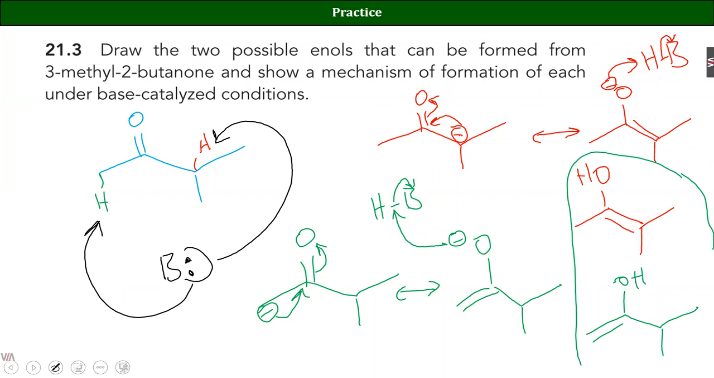All right, so those are our two possibilities, and each of them is going to have a resonance structure where they can act as a nucleophile. So both of the two alpha carbons can act as a nucleophile.